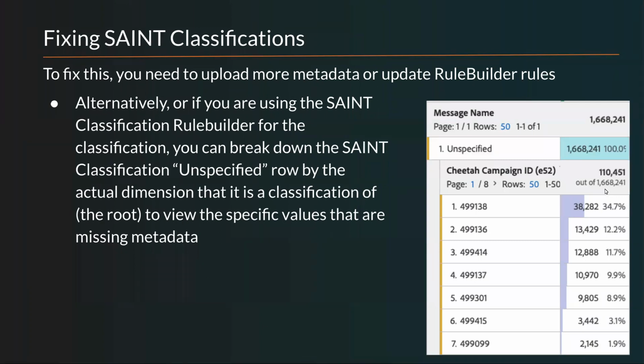What you can do is take your unspecified row and break it down by the root or the key value, the item that was classified. So in this case, I'm classifying the Cheetah campaign ID with message name. And if I break down the unspecified, I will see all of the campaign IDs that are missing a message name. And now I can figure out what's going on. Is there something wrong with my rule builder or whatever? But breaking it down by the root is just an easy way to figure out where you're missing stuff.